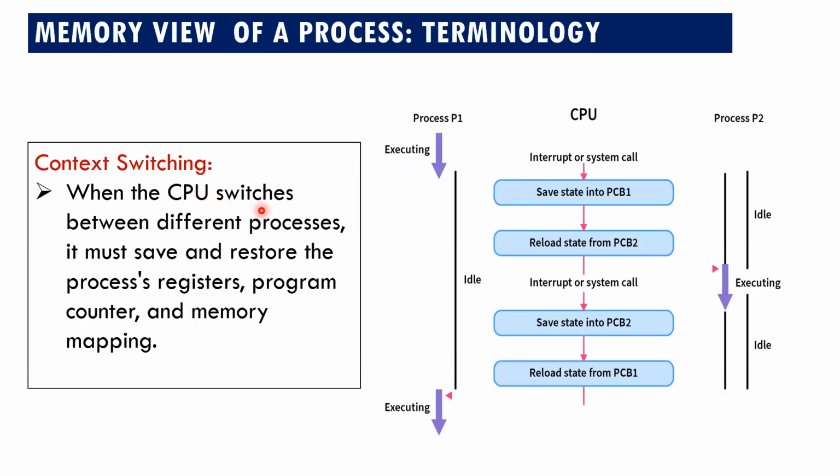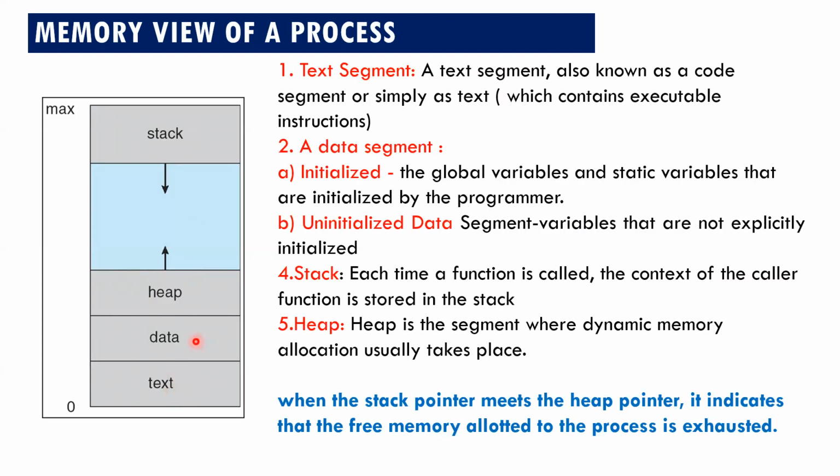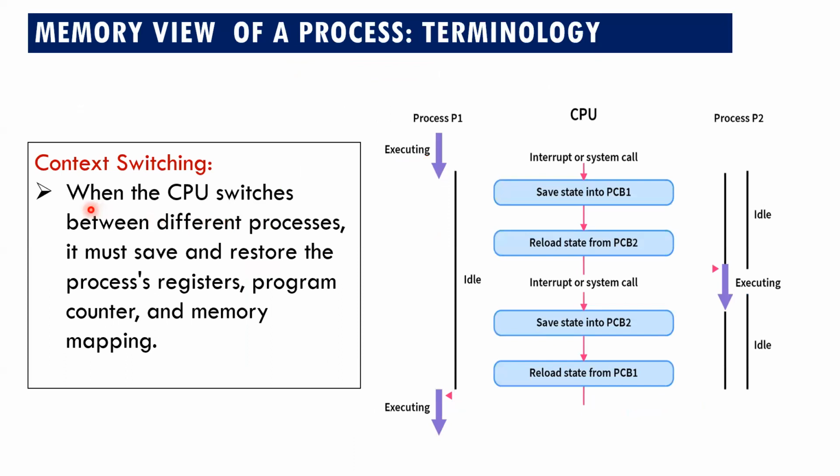Now let us discuss a few more terms that are related to the memory representation of a process. In addition to the text segment, data segment, heap segment, and stack segment, a process also requires memory for various reasons, which include context switching. That means whenever the CPU switches between different processes, it must save and restore the process registers, program counter, and memory mapping. That means whenever there is a context switch from one process to another process, the CPU has to save the current context of the process before switching to the new process.